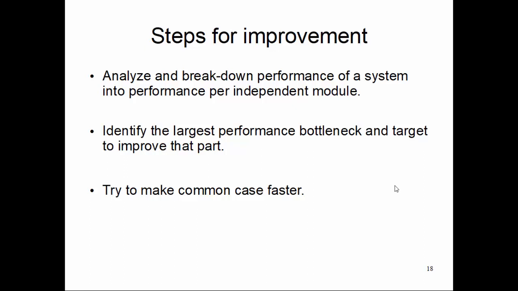First, we need to analyze and break down performance of a system into performance per independent module or subsystem. From a software perspective, your software is composed of several basic methods and loops and decision making and so on and so forth. So their basic blocks are there. Now, among those module components, identify the largest performance bottleneck.